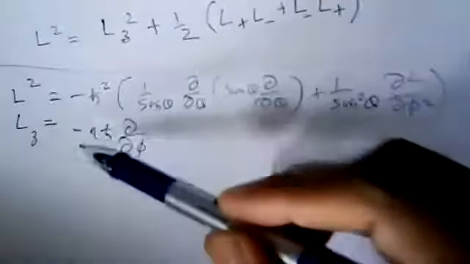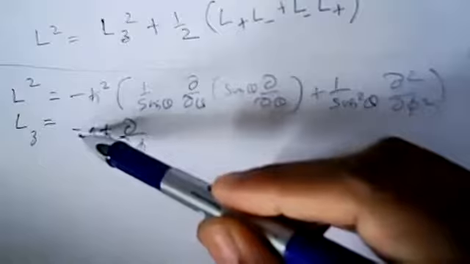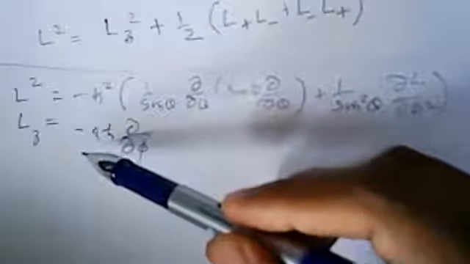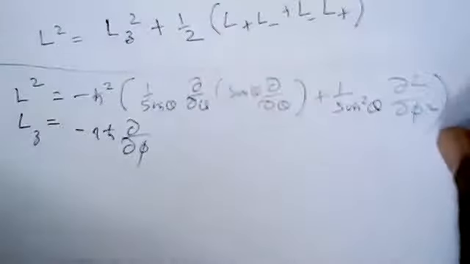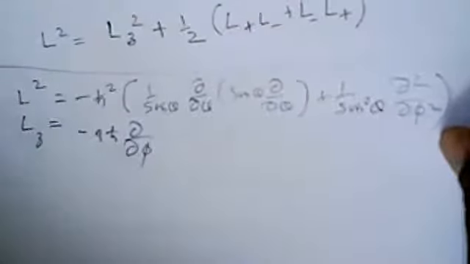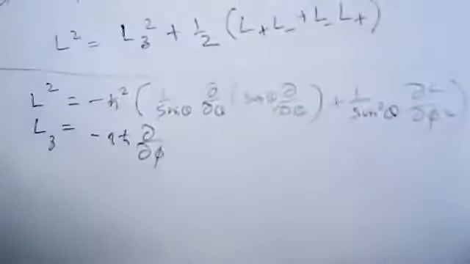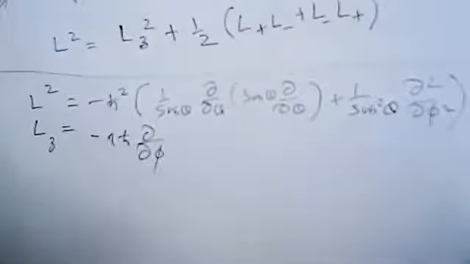Yesterday there was an error when I didn't put a minus i, but I corrected it in the notes. You can check that. These two are the operator expressions for L square and LZ in terms of spherical polar coordinates.